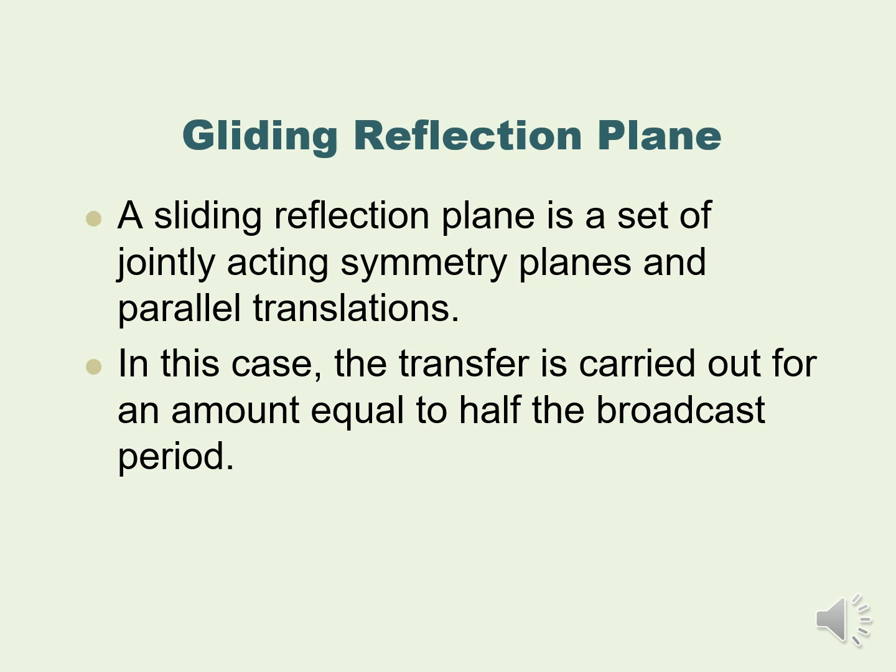So the next element, the gliding reflection plane. A gliding reflection plane is a set of jointly acting symmetry planes and parallel translation. In this case, the transfer is made by an amount equal to half the translation period. The action of the gliding reflection plane can be demonstrated using the chessboard.